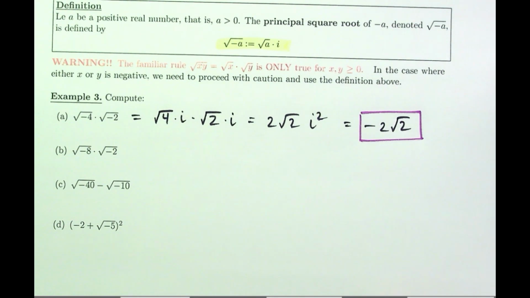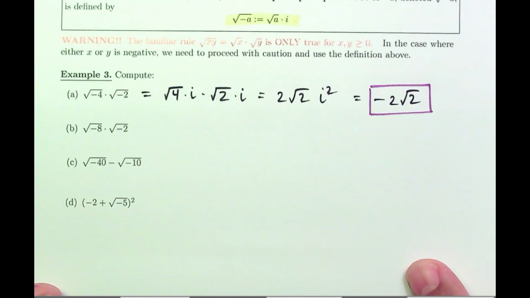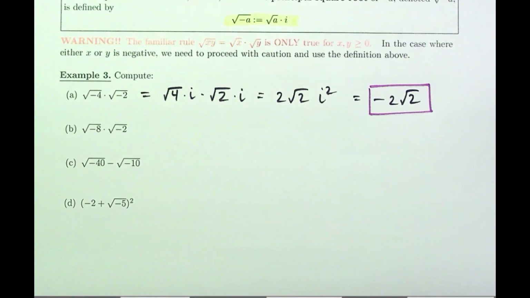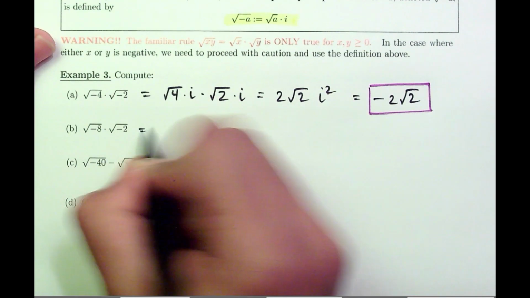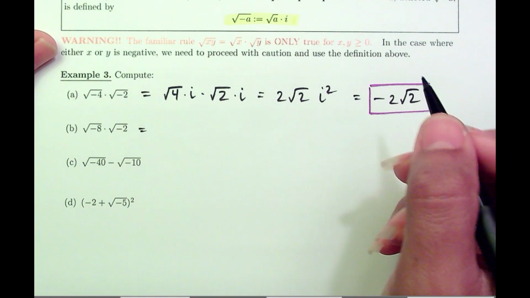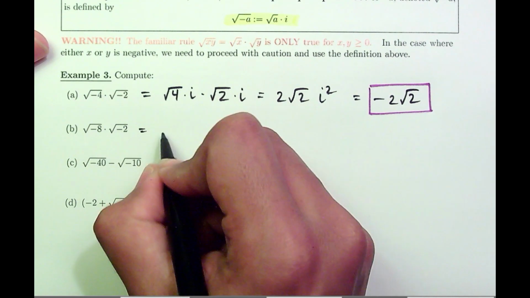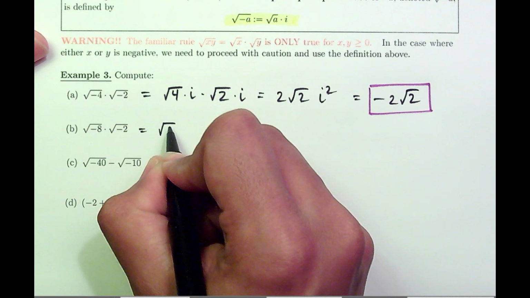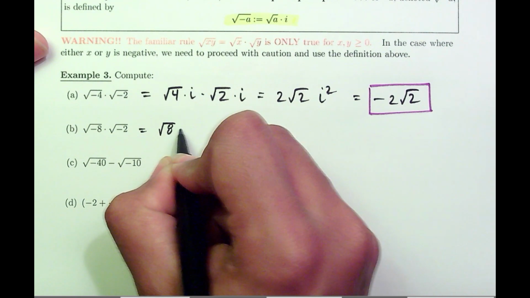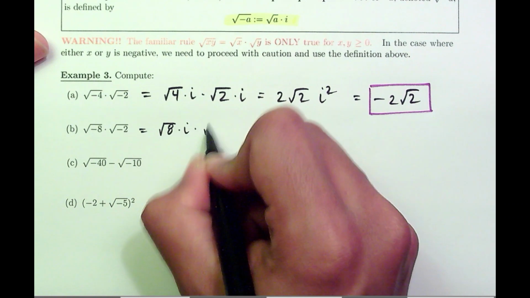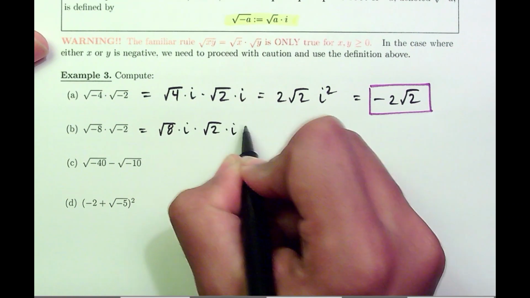And that would be the final answer for that. Okay, let's take a look at another one. Square root of negative 8 times square root of negative 2. Okay, first we do the translation thing. So this is square root of 8 times i. And then what is square root of negative 2? Square root of negative 2 means square root of 2 times i.